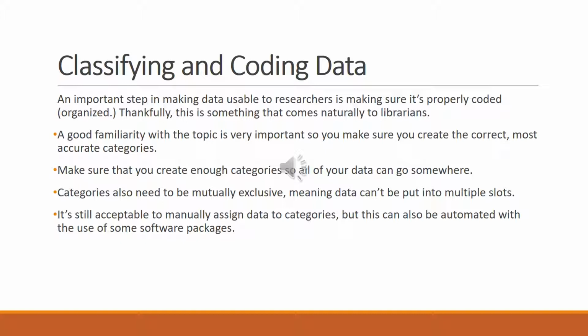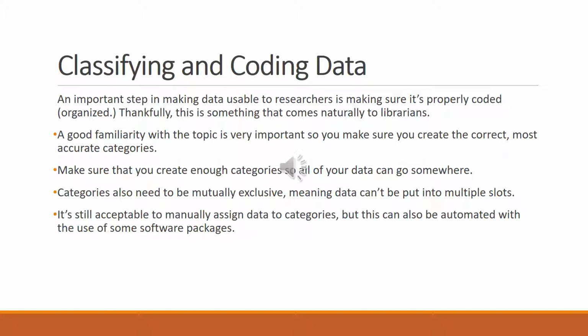Just a couple tips to help you with the idea of classifying and coding, and I think the text does a nice job of describing these as well. This is where a good familiarity with the topic is really important to you, so that you make sure that you're creating the most accurate and the most correct categories. The textbook mentions that if you're doing a research project about a reference service, then you probably should be intimately familiar with the reference process, because if you're not, then you're likely to choose the wrong categories or miss a category here and there, and then that will probably make your analysis incomplete and therefore detract from the overall quality of the work.